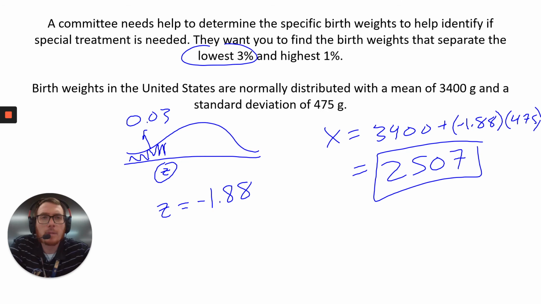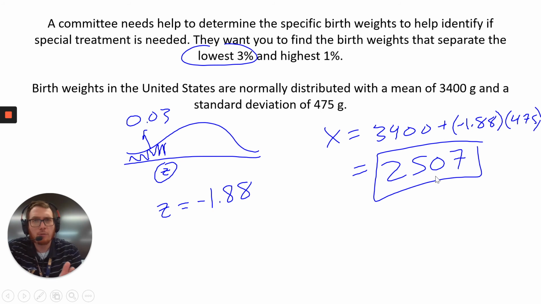This next one says we want to separate the lowest 3% and the highest 1%. So lowest 3% would be area to the left is 0.03. I look for 0.03 in the table. I look for the closest one. The closest one should be z equals negative 1.88. Make sure you're able to find that in your table. Then I plug into the formula. I take the mean plus or minus z, the z-score I just found, times the standard deviation, and I get just above 2,500 grams for the low end.